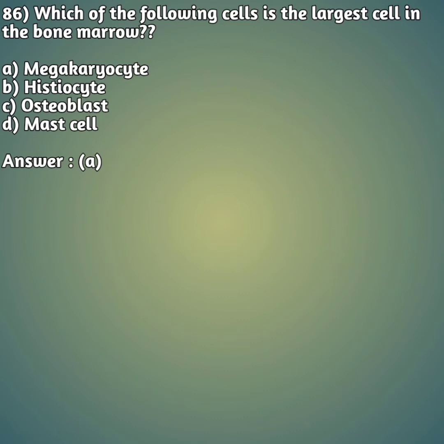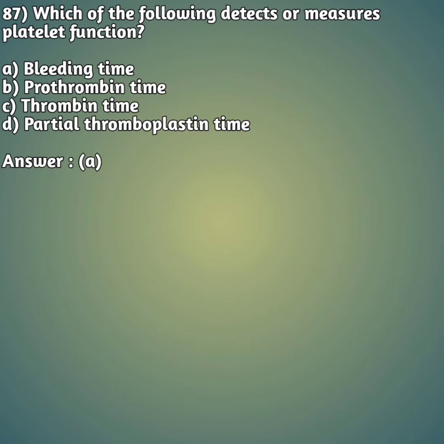Moving on to our 87th question. Which of the following detects or measures platelet function? Option A bleeding time, option B prothrombin time, option C thrombin time, and option D partial thromboplastin time. So the right answer for the measure of platelet function is option A, that is bleeding time.